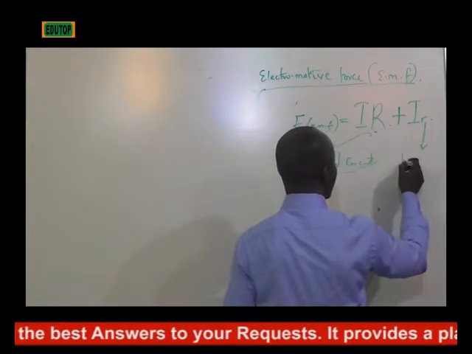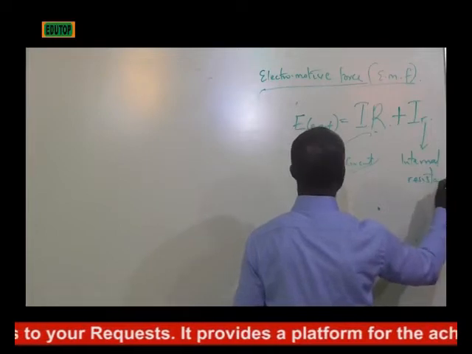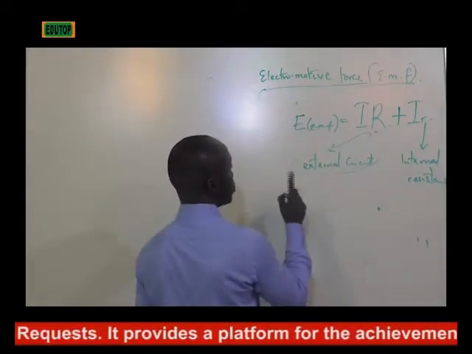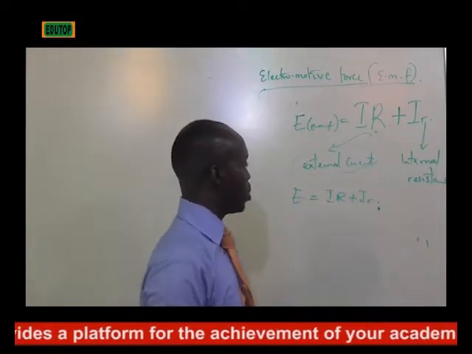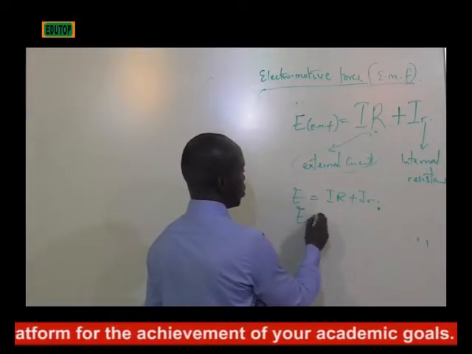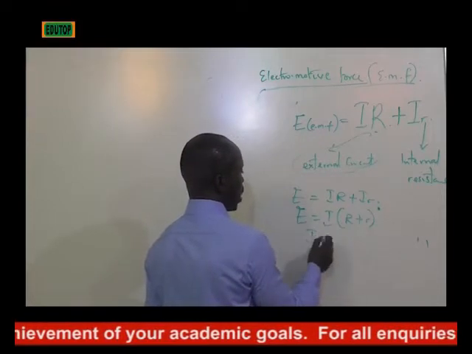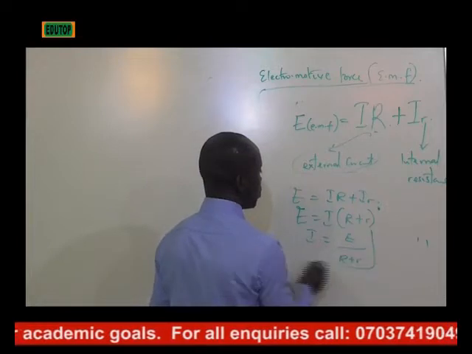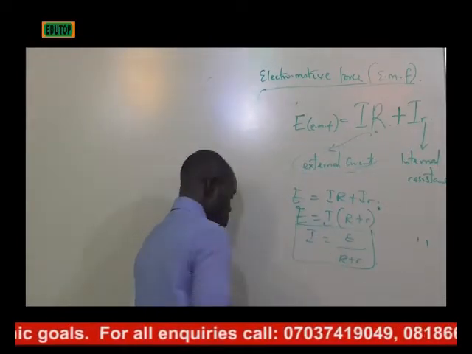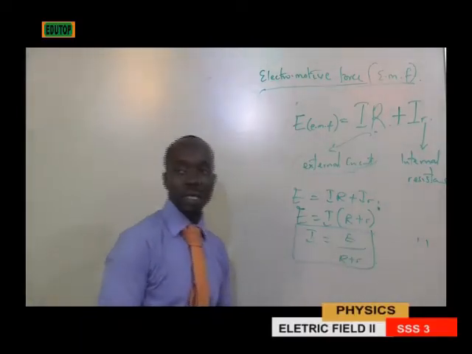This is your resistance. We call it the internal resistance. So from here, I can have my E, which is EMF, equals IR plus I small r. So your EMF becomes I into R plus small r. From there, your I becomes EMF over R plus your small r. This is the formula that links current, EMF, and the two resistances.